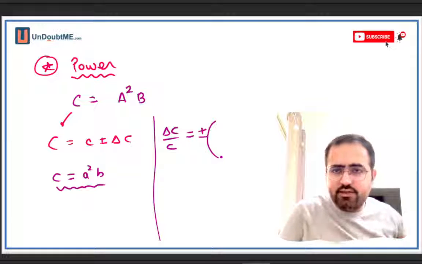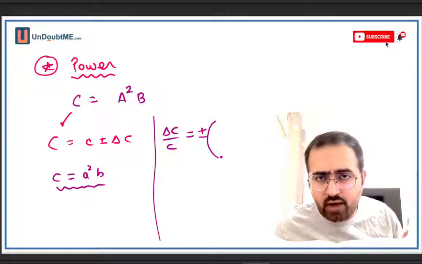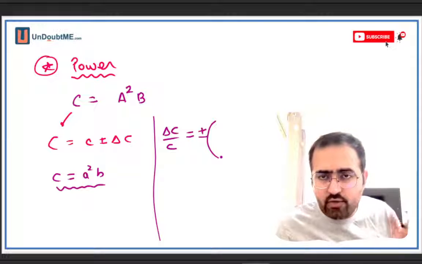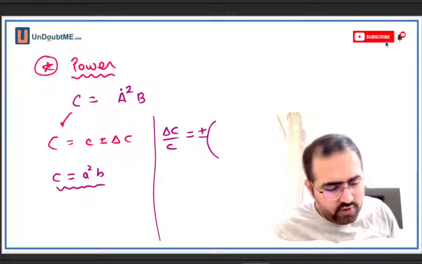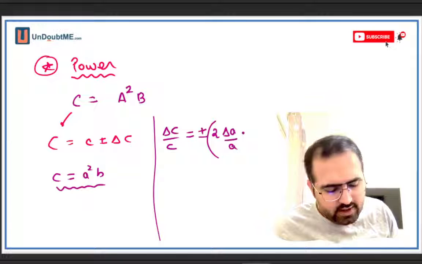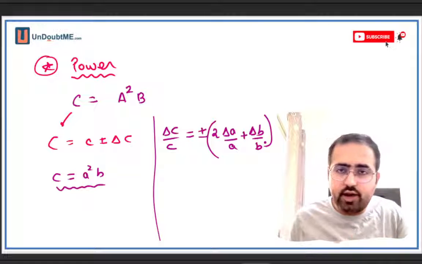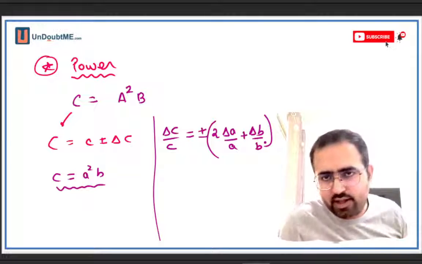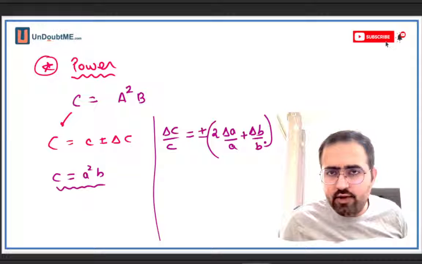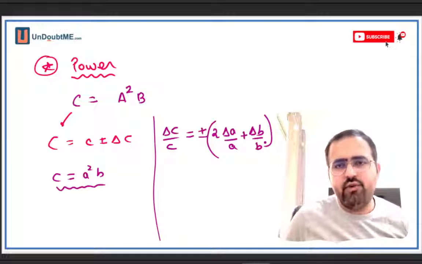It is almost the same method that we have used for multiplication and division, but since it is power, the respective power comes in front. So it was A squared, so it will be written as 2 times delta A by A plus delta B by B. If there would have been some power for B, we would have written the same power in front of B. If there is a fractional power, like a square root, cube root, anything like that, we can write the same power in front.